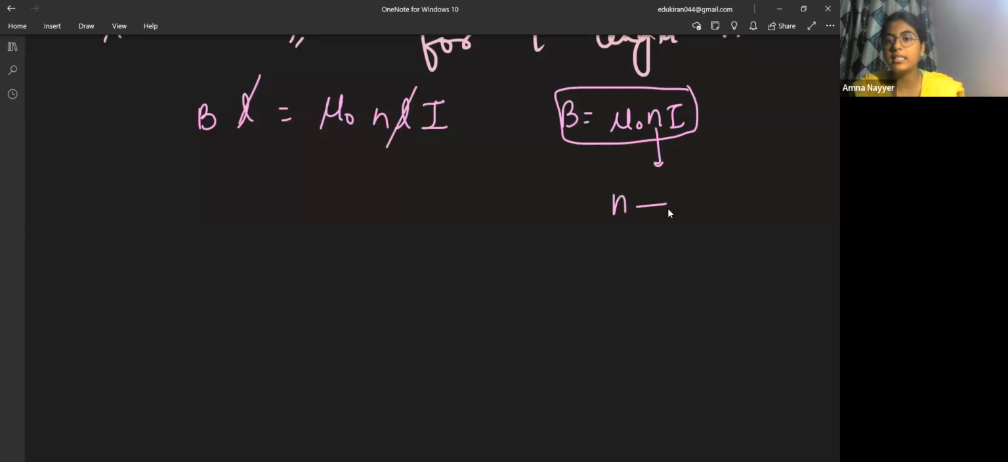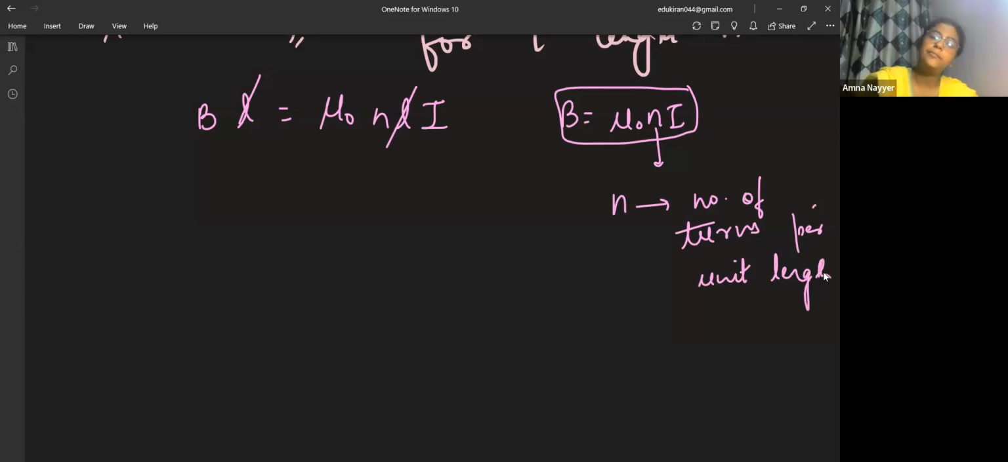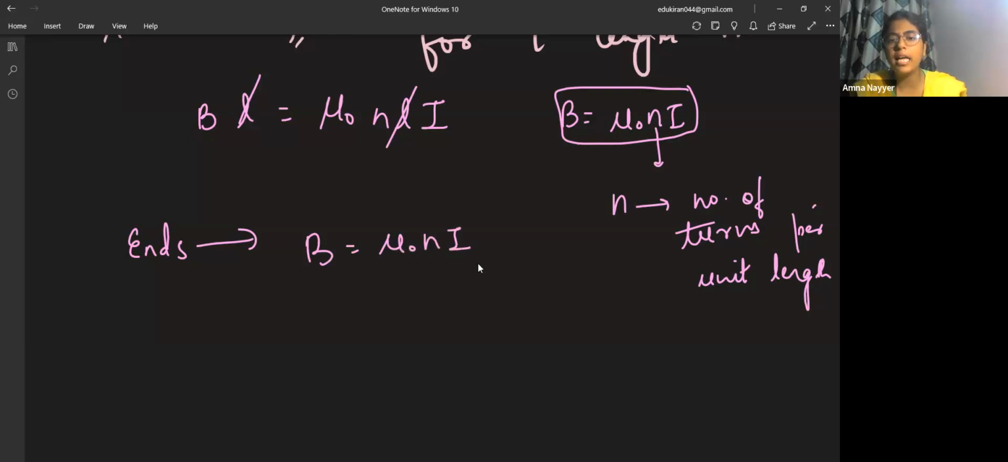Here small n is number of turns per unit length. Suppose this is not a long solenoid. A long solenoid means the ends extend up to infinity. If you want to find the magnetic field at the ends, that derivation is not in your course. Directly remember the formula: B is equal to mu naught nI divided by 2 at the ends. But usually you have a long solenoid in your syllabus.